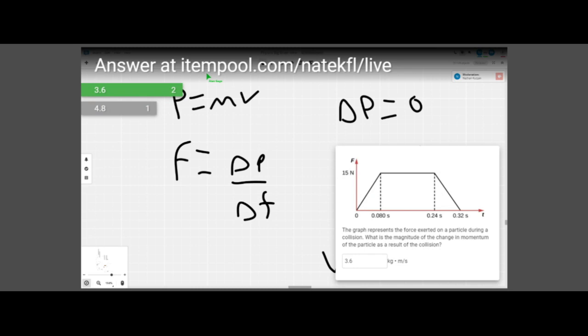So you just need to do 1/2 base times height for the first triangle, 1/2 base times height for the second triangle. The heights of both triangles are 15, and the bases are the difference of the seconds there. So the last one is 0.32 minus 0.24. The first one is 0.08. And then you just add all the two triangles and the rectangle together, and that's the area under the graph. And that is the change in momentum.